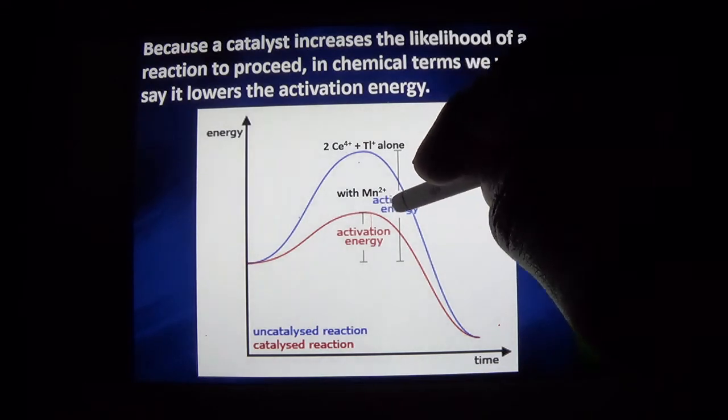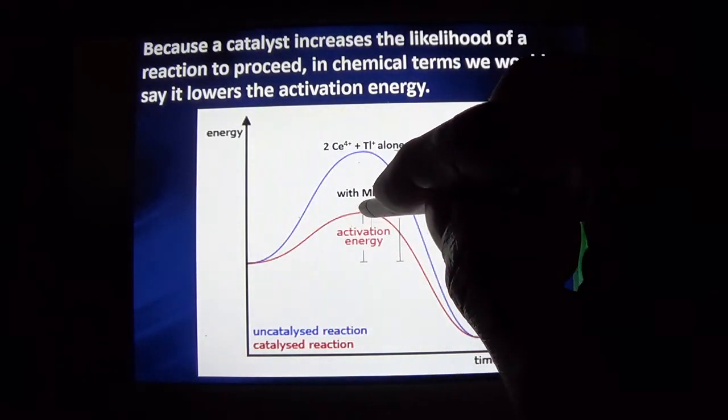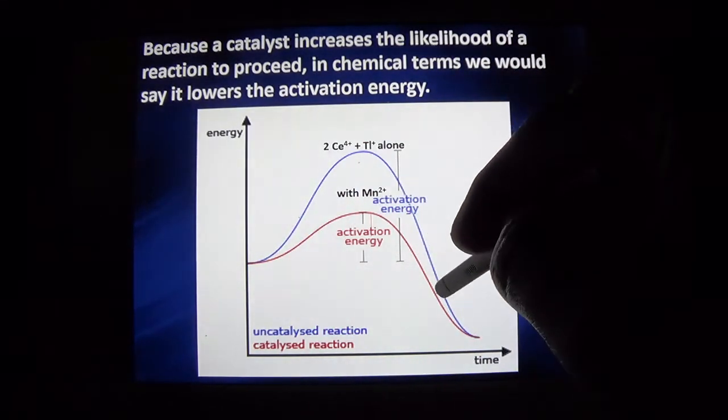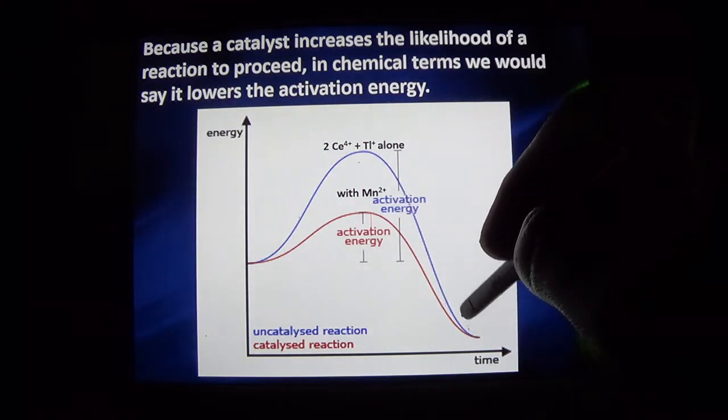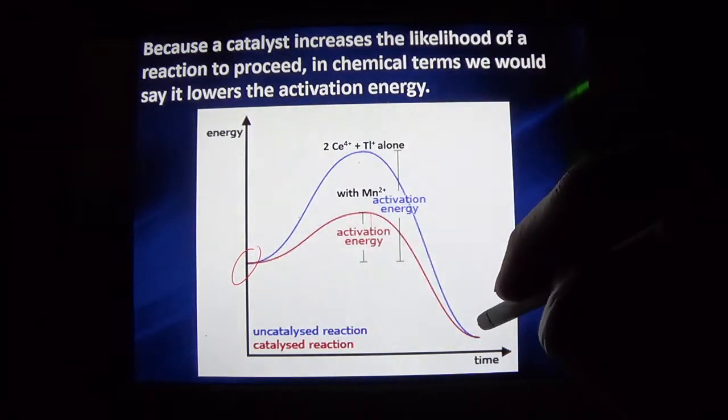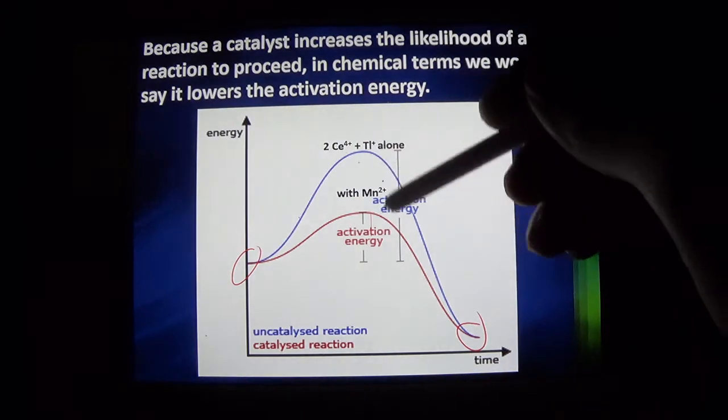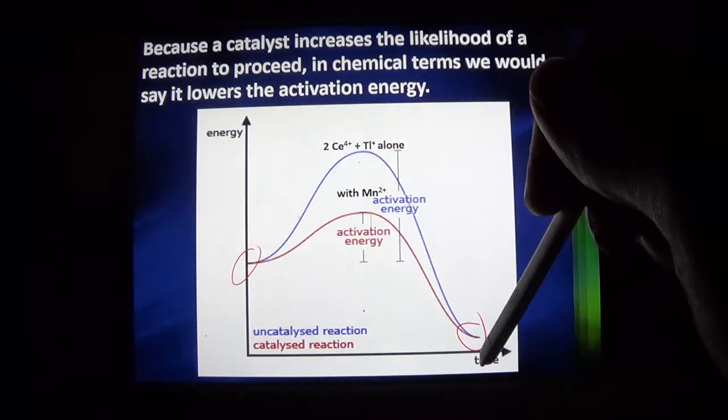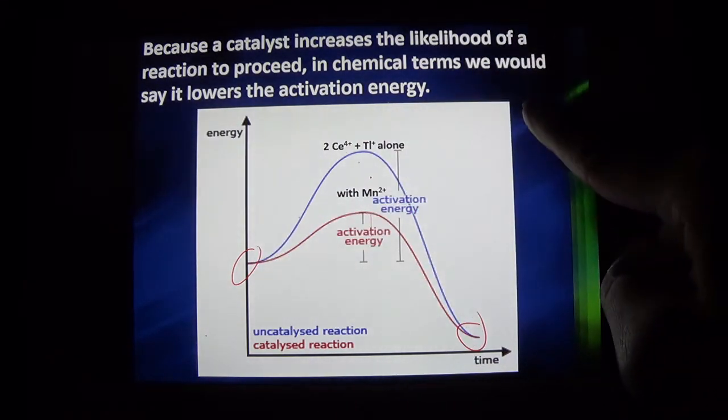Okay, so with a catalyst, less energy to get started, but notice same amount of energy out in total between where we start and where we end. The catalyst would never change those points. It just changes the size of this hill.